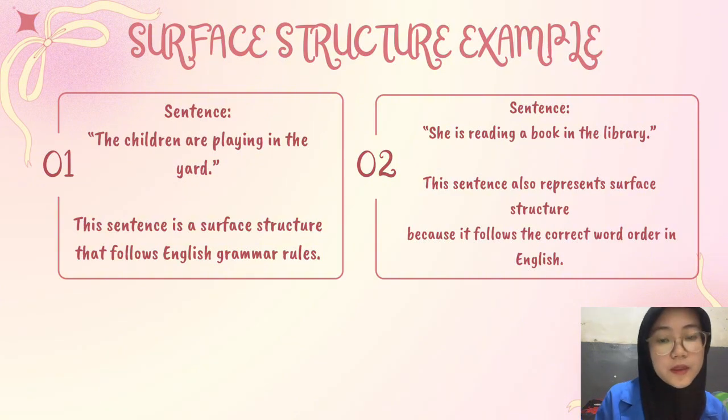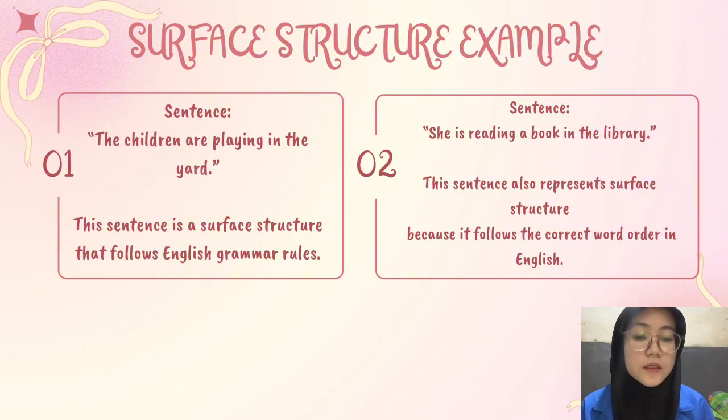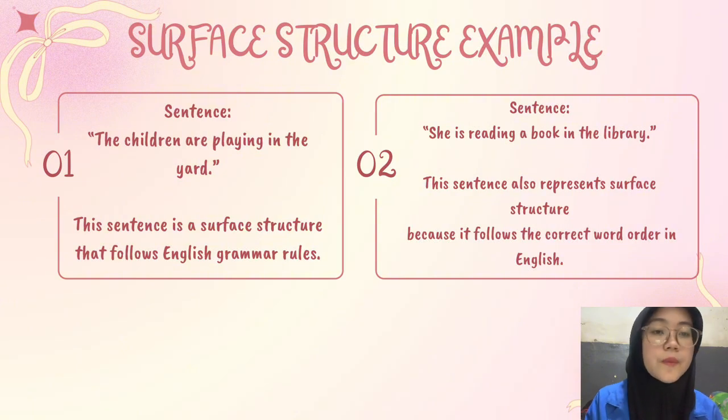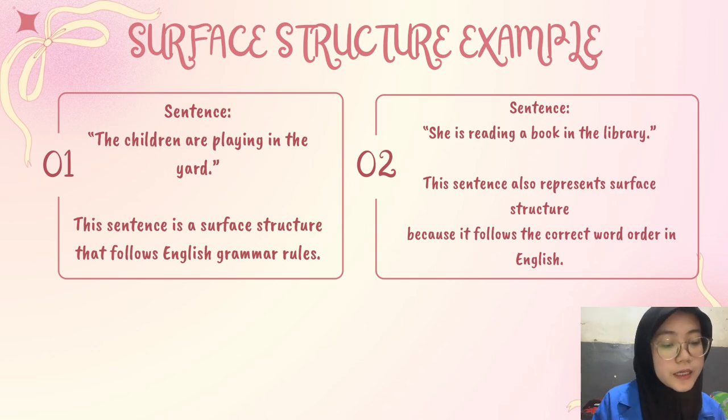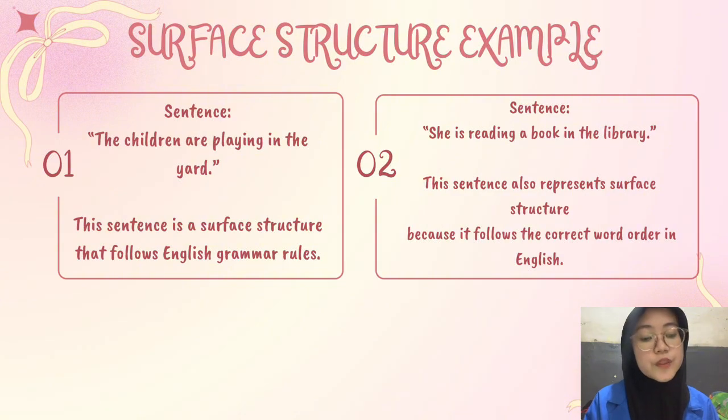Surface structure examples. Number 1, the sentence is "The children are playing in the yard." This sentence is a surface structure that follows English grammar rules. It is complete and grammatically correct, and it is ready to be spoken or written. And example number 2, "She is reading a book in the library." This sentence also represents surface structure because it follows the correct word order in English, so it can be used in real communication.